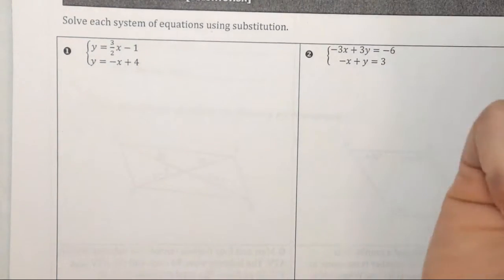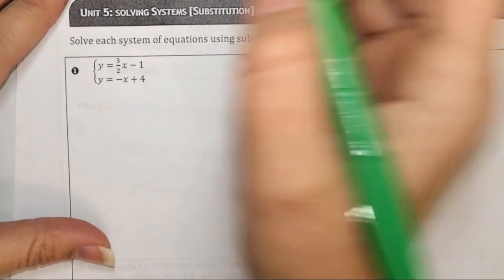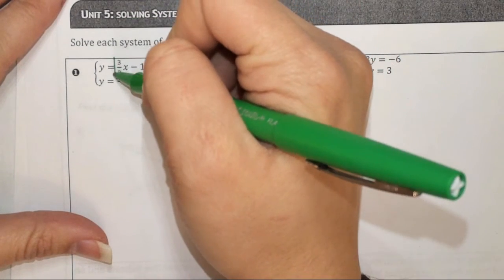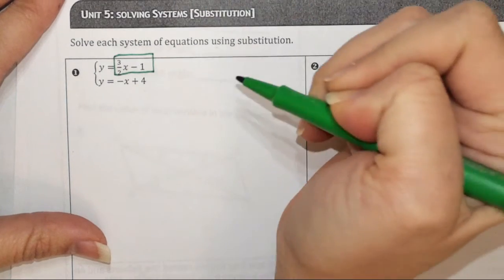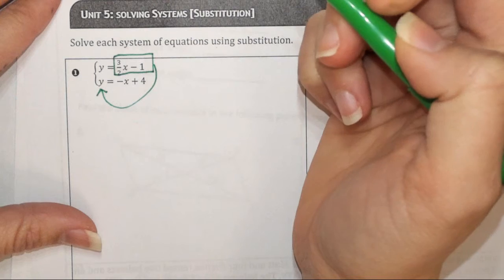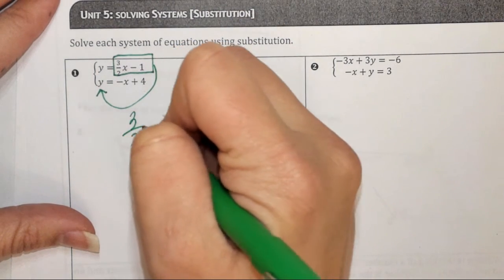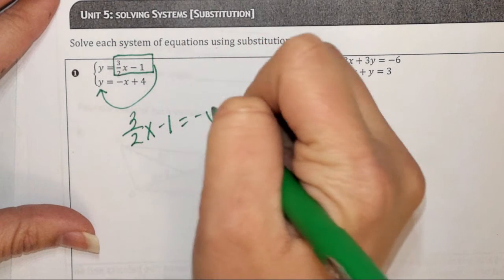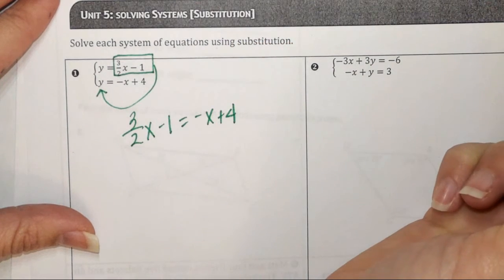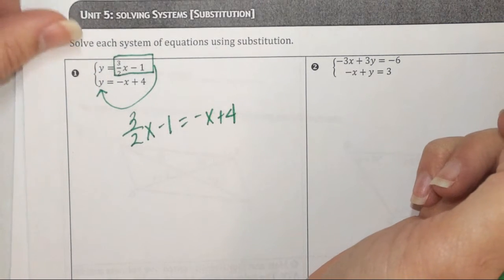Someone help me set this up. Grant? You would... y equals this, right? Yeah. And we would just take this and put it right here. Correct? Yeah. Okay. So we would say 3/2 x minus 1 equals negative x plus 4. Yes, no, maybe so. Yes. All right, then what would we do from here?